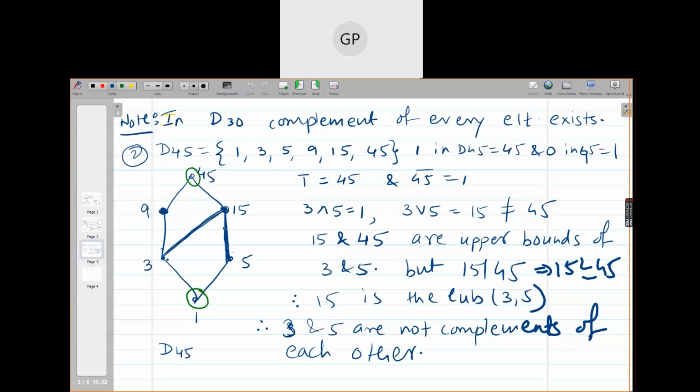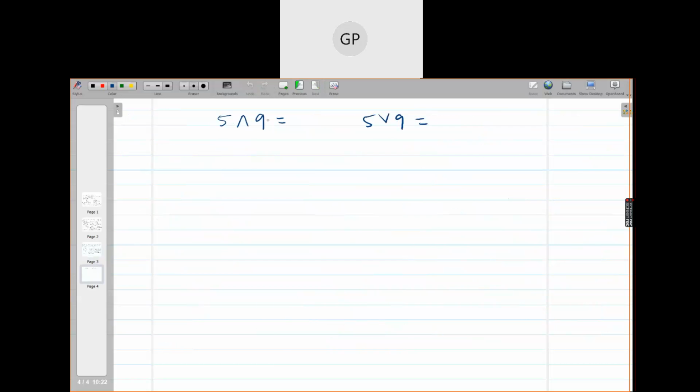What about 5 and 9? What is 5 meet 9 and what is 5 join 9? Tell me. What is 5 meet 9? What are the lower bounds? 1. What are the common lower bounds of 5 and 9? 1 only, right? And of course, GCD of 5 and 9 is also 1. They are co-prime numbers, right?